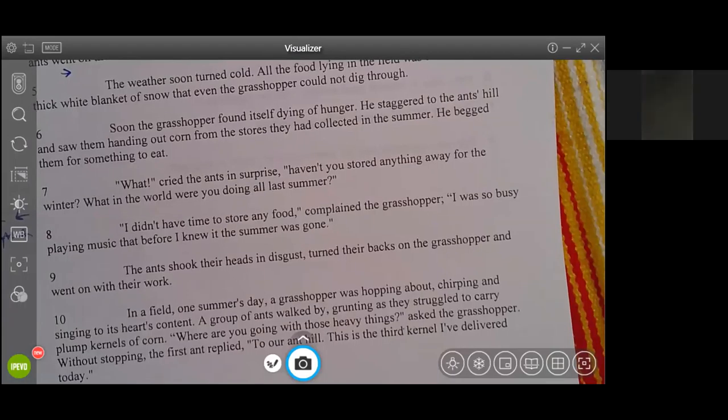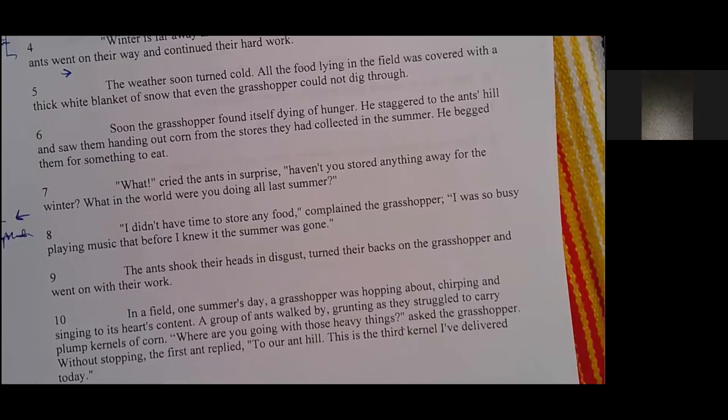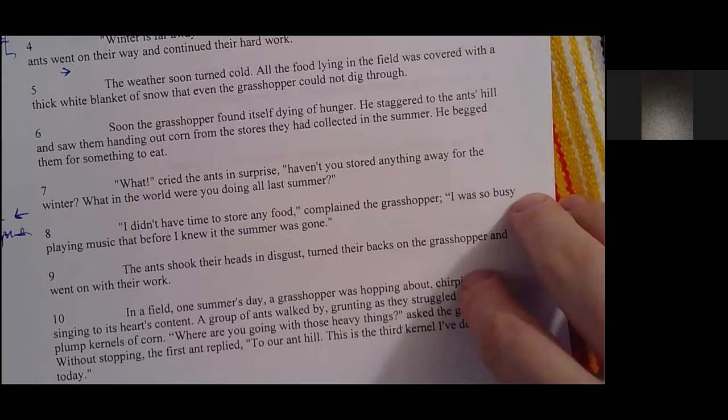And went on with their work. In a field one summer's day, a grasshopper was hopping about, chirping and singing to its heart's content. A group of ants walked by, grunting as they struggled to carry plump kernels of corn.